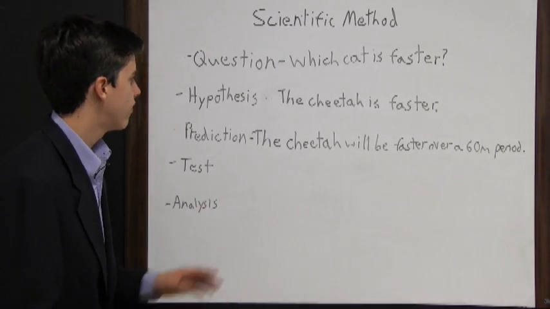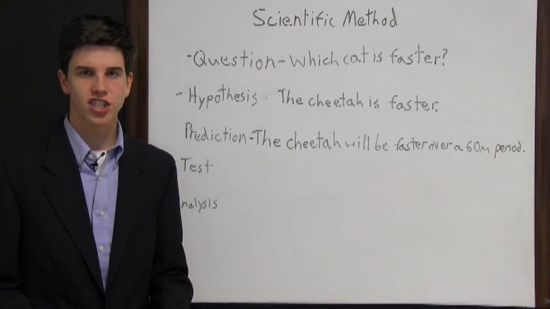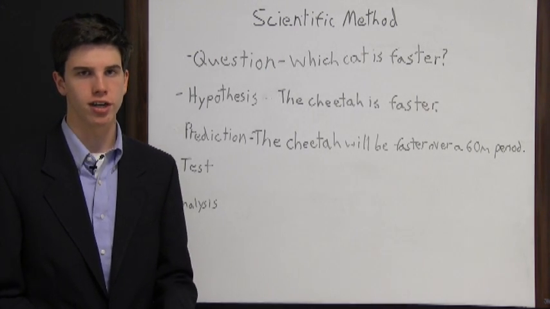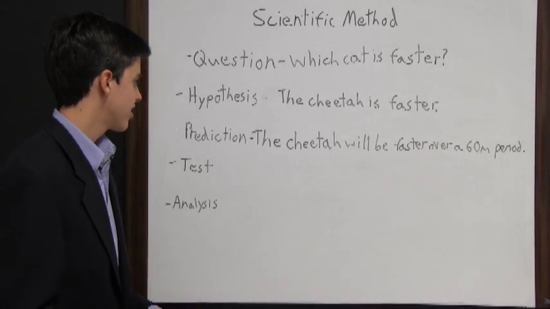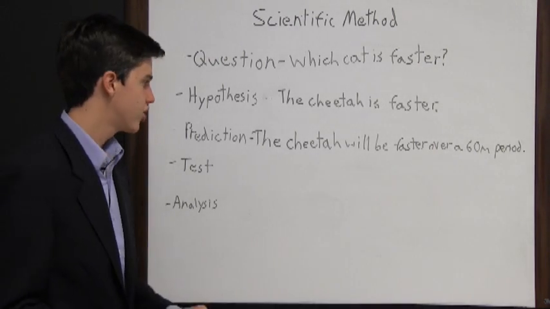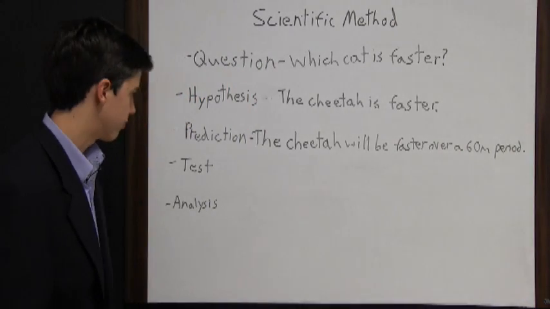The prediction clarifies the hypothesis because otherwise the experiment could just prove that the cheetah is faster over a 2-meter period, but that doesn't really show any endurance on the cheetah's part. So the prediction says that the experiment results are going to show that the cheetah will be faster than the lion over a 60-meter period.